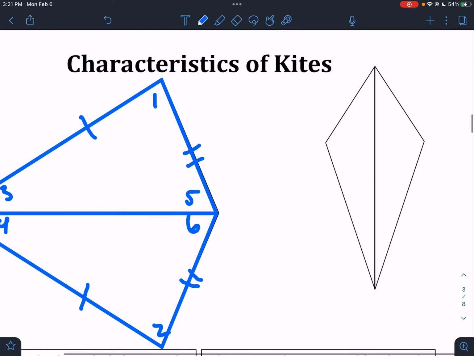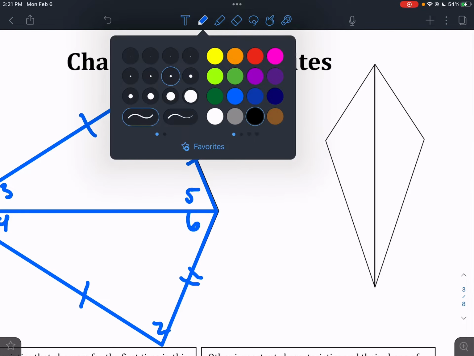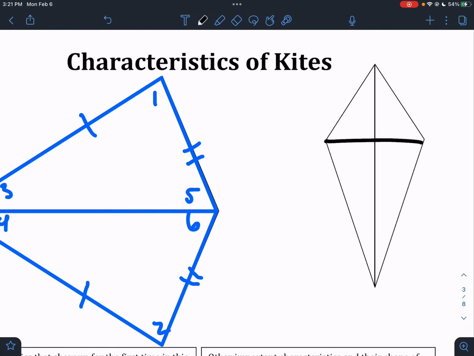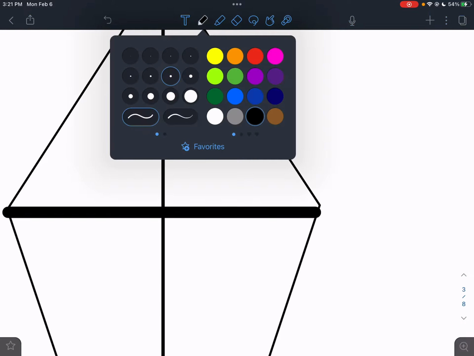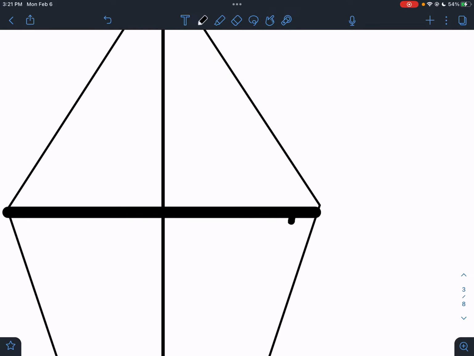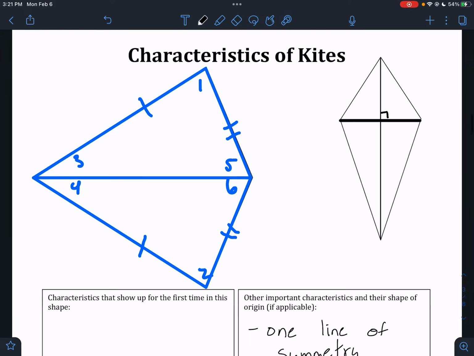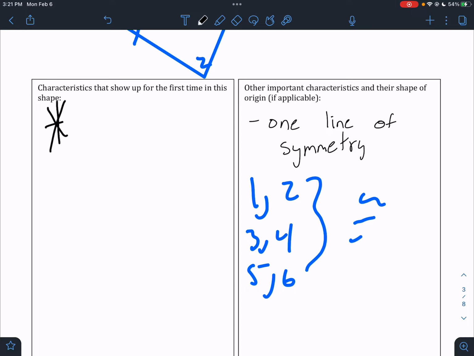Couple other things, like if you look over here, if I were to draw the second diagonal, what does it look like is happening? Well, if you said perpendicular, you are correct. So this is the main thing that is first introduced in the kite. You have to know this. The diagonals are perpendicular. That's never happened before.